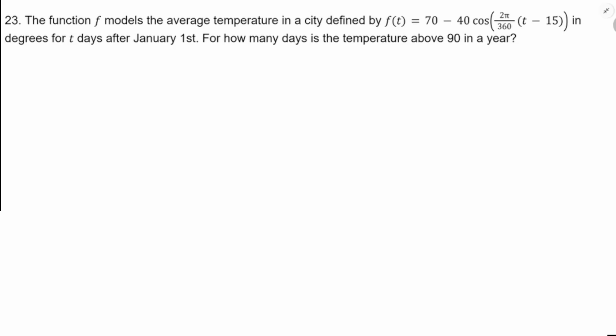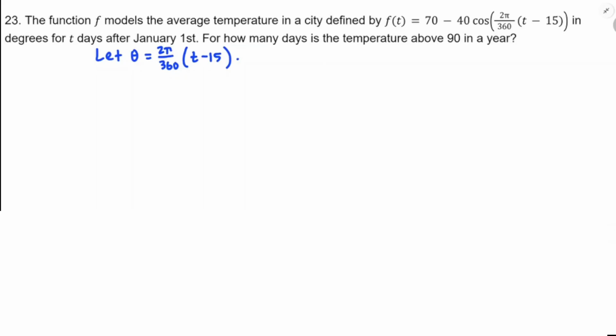T days after January 1st. How many days is the temperature above 90 in a year? Okay, well, what I'm going to suggest for inequalities like this, it's already hard enough to solve these equations. 2 pi over 360 times t minus 15 is a lot. Let's just replace that with theta. So let theta equal that business.